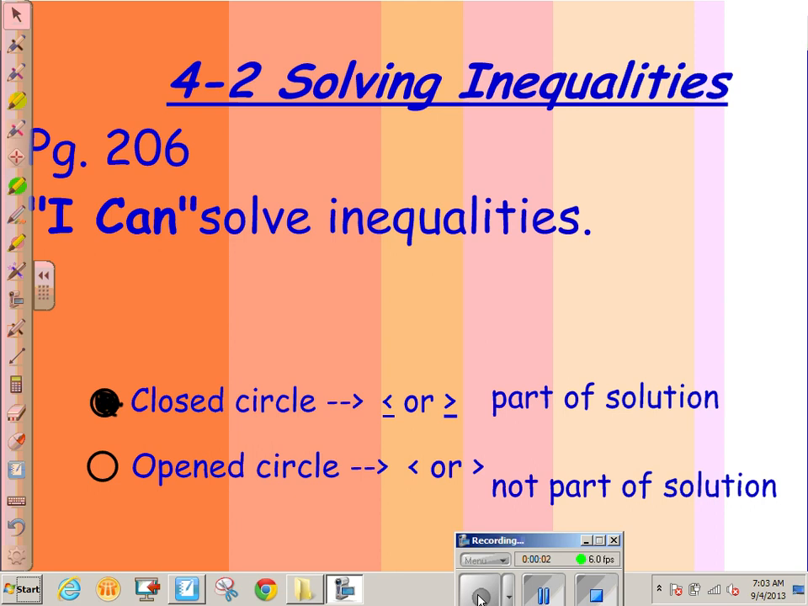Everybody, today we are going to be solving inequalities. The book can be a nice reference. You can go to page 206, and of course our I can statement today is I can solve inequalities.